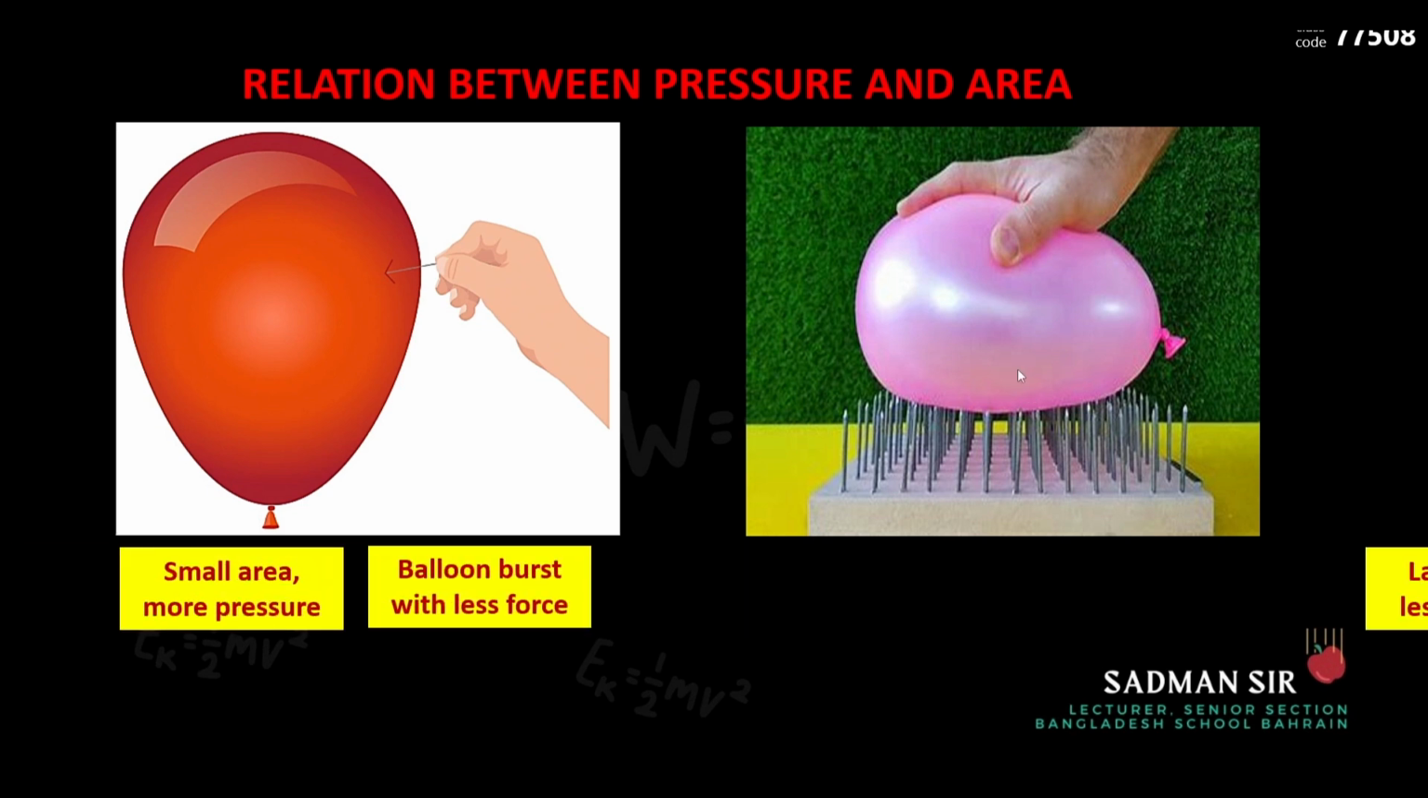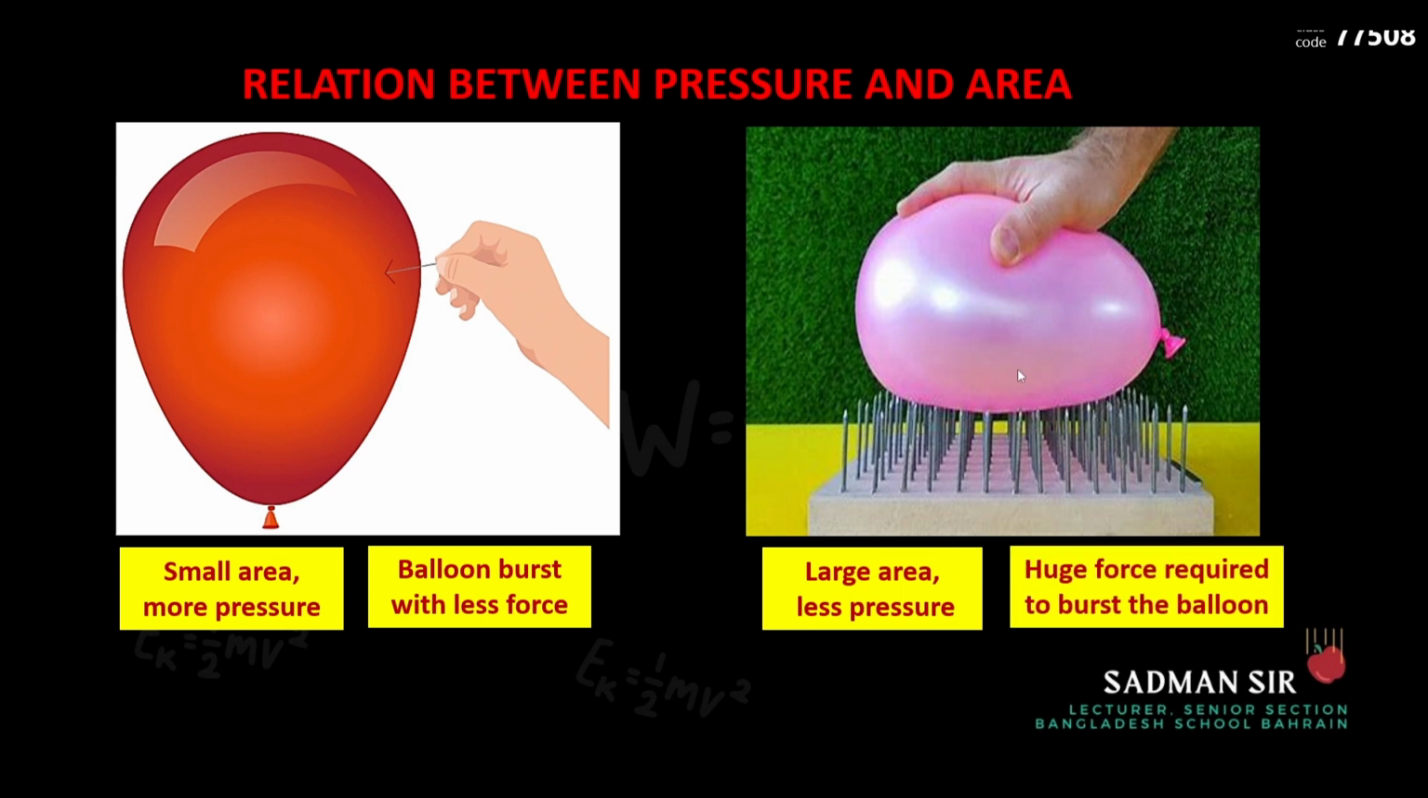So we can say here also, a small area means more pressure, so the balloon bursts with less force, and a large area means pressure will drop down, that is less pressure, so a huge force is required to burst the balloon. So again, finally we can say that pressure is inversely proportional to the area.